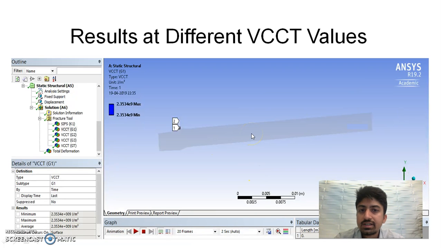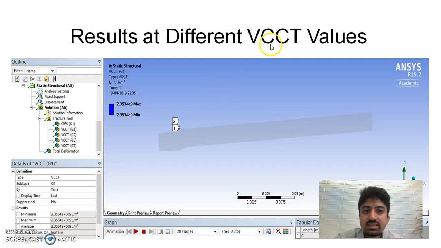So different viscosity values, we get results at different viscosity values. In ANSYS Workbench there is a fracture tool, and with the help of that fracture tool we can calculate the different viscosity values. Using these values we can find out the energy release rates, how much energy is there at the crack tip, whether the crack will propagate.